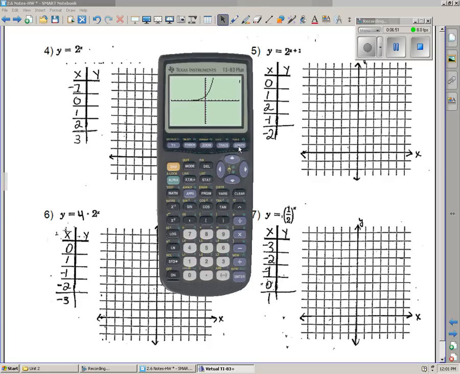We'll take a quick look at that. Flat line, shoot up. All right, so these 4 problems are for you. Good luck.